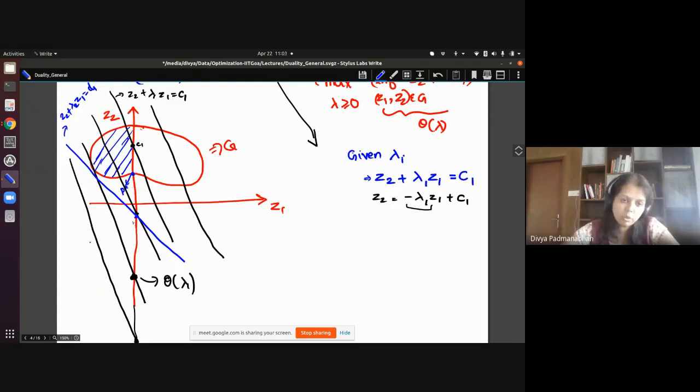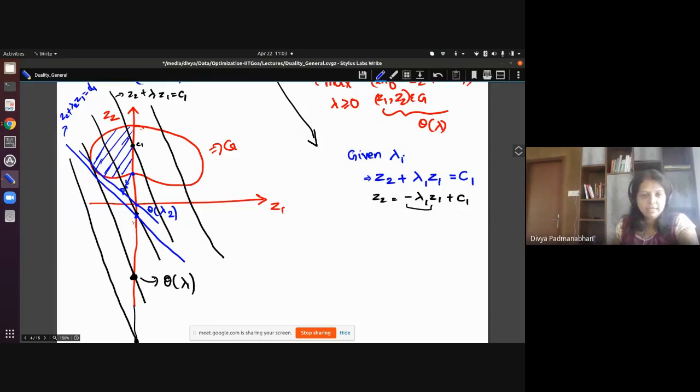Now, if I take all possible lines with the slope lambda 2, and look at the ones which pass through the set G, and then I look at the one with the lowest intercept, what I'll get is something like this, maybe something of this form, parallel to this blue line. This is the new intercept I get. So this will be something like theta of lambda 2. So this was better than theta of lambda 1.